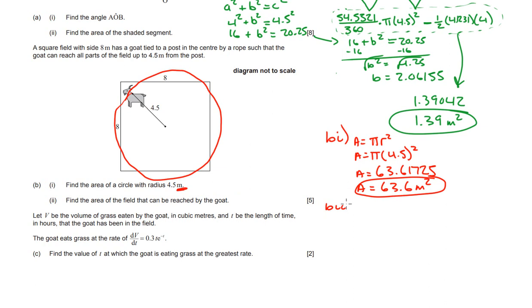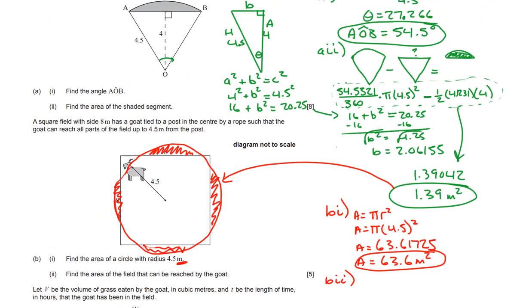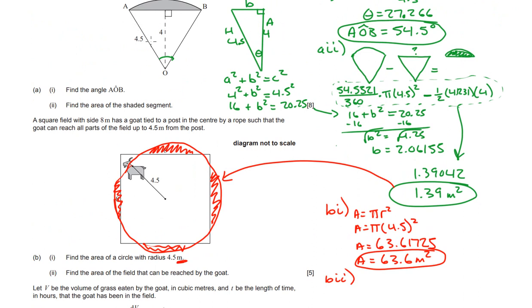Okay, and then B II says find the area of the field that can be reached by the goat. So that's basically all this field here, except that's outside the fence, that's outside the fence, that's outside the fence, and that's outside the fence, right? So we've got to take those 4 sections off. Guess what? That's exactly what these are right here. This 1.39, that's this section right here, because look, 4.5, and that's 4, and that's the little section. All these sections here are that 1.39.